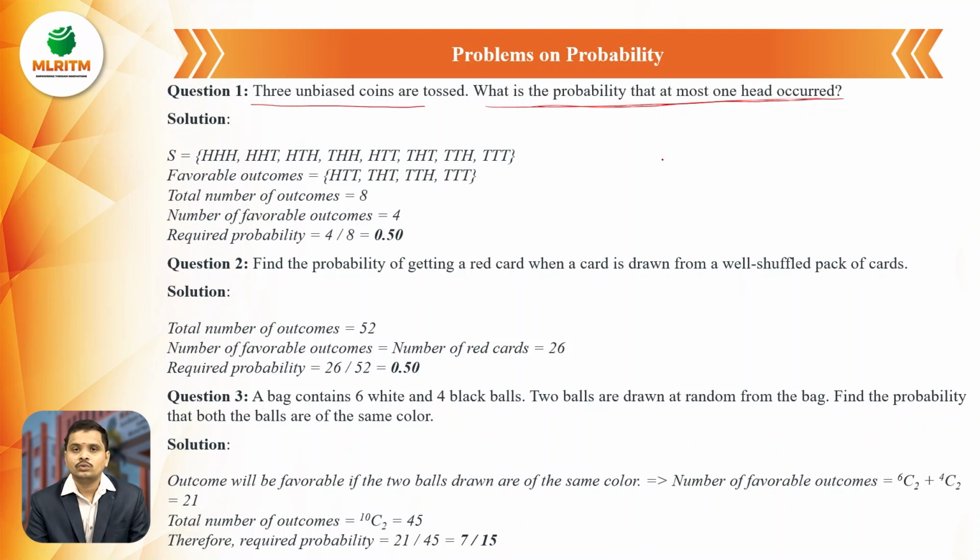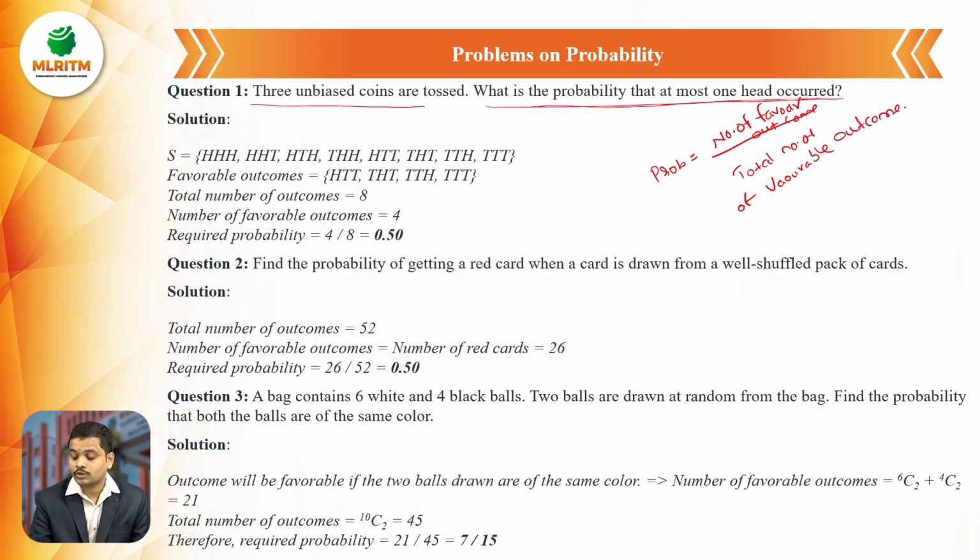So first we have to check the probability definition: number of favorable outcomes divided by total number of outcomes of an event. Sorry, total number of outcomes, not favorable outcomes. If you want to know the favorable outcomes, we have to know the total outcomes. From the total outcomes, we will check what is wanted and what is the probability of that event. Here the event is the probability that at most one head occurred.